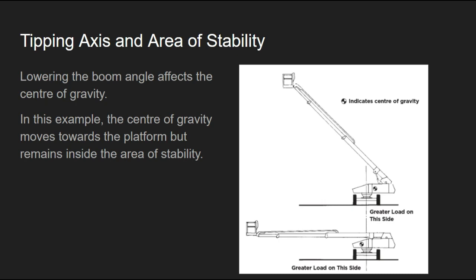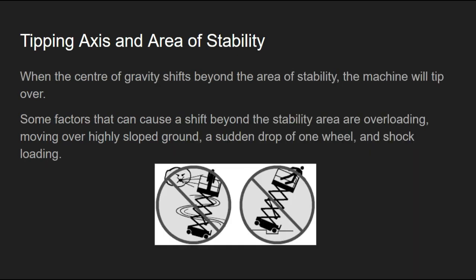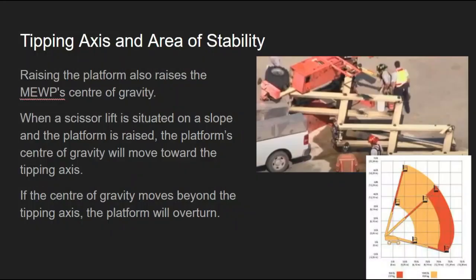Lowering the boom angle affects the center of gravity. In this example, the center of gravity moves towards the platform but remains inside the area of stability. When the center of gravity shifts beyond the area of stability, the machine will tip over. Some factors that can cause a shift beyond the stability area are overloading, moving over highly sloped ground, a sudden drop of one wheel, and shock loading. Raising the platform also raises the MEWP's center of gravity. When a scissor lift is situated on a slope and the platform is raised, the platform's center of gravity will move toward the tipping axes. If the center of gravity moves beyond the tipping axes, the platform will overturn.